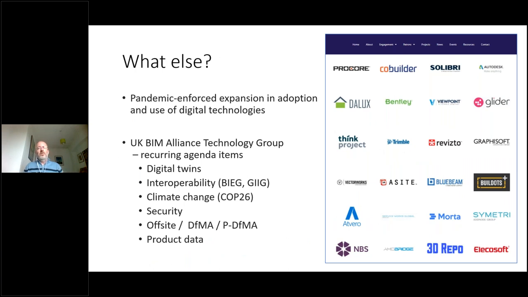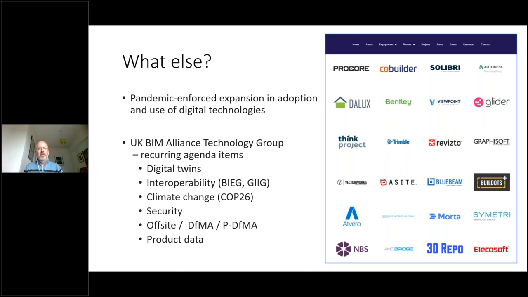So what else have we been focused on in the technology group? This is my last slide. We've been fortunate, I think, to see the pandemic has prompted a lot of people to expand their adoption and use of digital technologies, particularly those that enable online and remote working. But around that and looking forward, as you've heard earlier, our agenda increasingly is looking at digital twins.